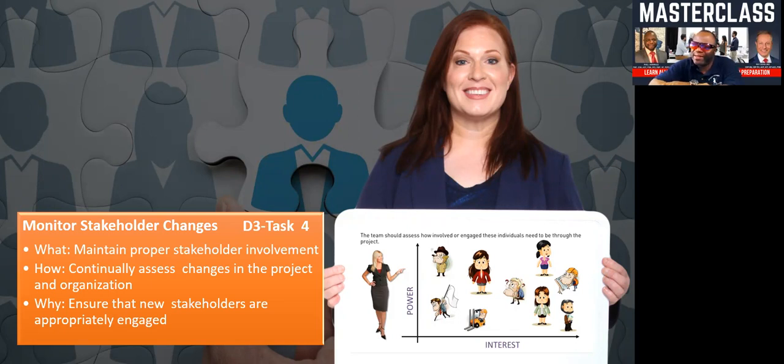I remember back in the day, the early ACP, a lot of folks would say, make sure you read the stakeholder chapter because you could get questions that talk about this grid or one thing or another, which is not untrue. So here we have maintain proper stakeholder involvement. How do you do that? Continually assess changes in the project and organization. And why do you do that? To ensure that new stakeholders are properly engaged.